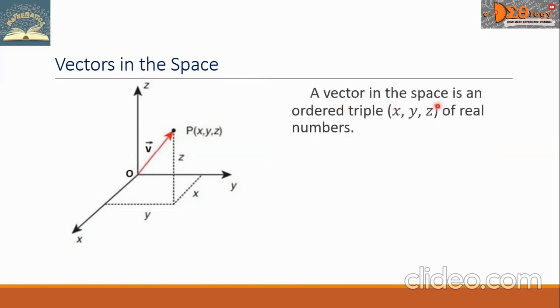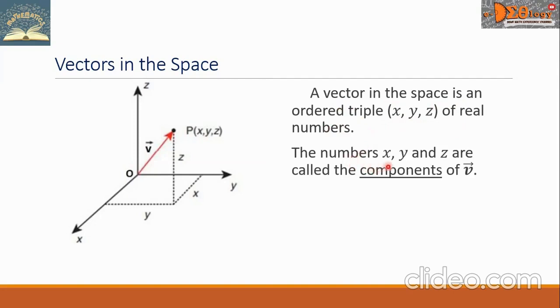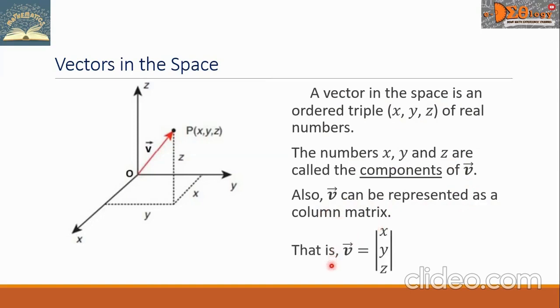A vector in the space is an ordered triple x, y, z of real numbers. The numbers x, y, and z are called the components of vector V. Also, vector V can be represented as a column matrix. That is, vector V equals this column matrix x, y, z.